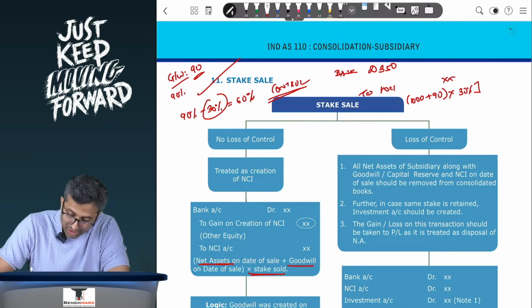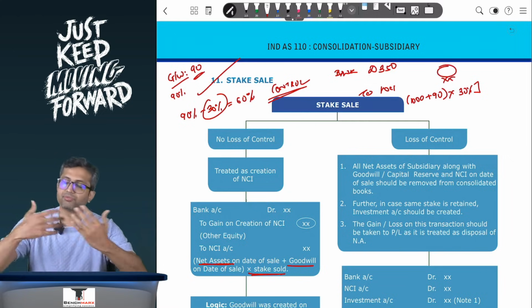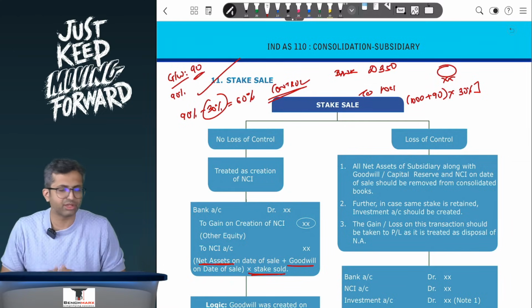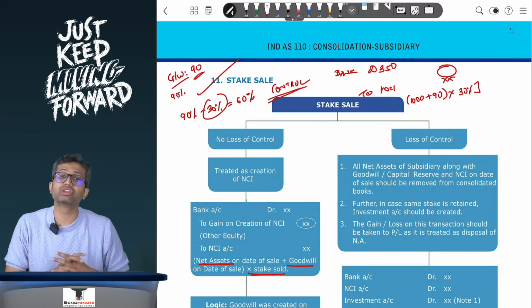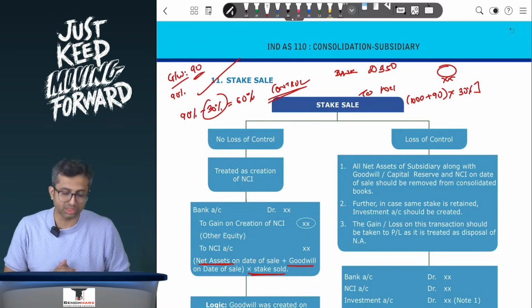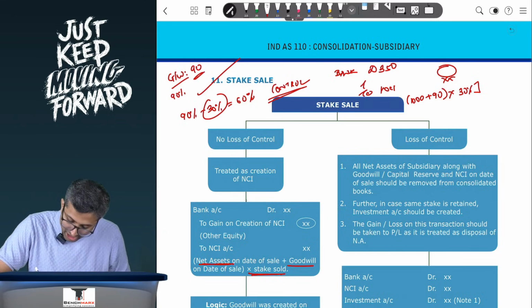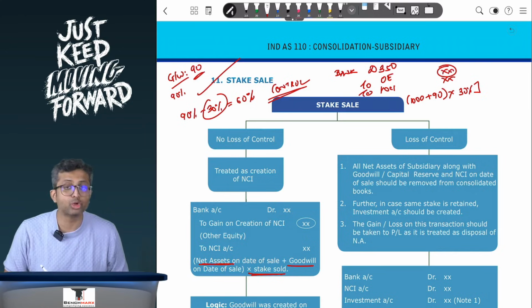And the balancing figure over here is like admission of a partner. Like in an admission of a partner, if there's a difference, the difference will be adjusted against the capital accounts of the partners. You will not let it go into the P&L. So this will not impact the goodwill, it will not impact, let us say, the P&L, it will go against other equities. So this will be either a gain or a loss, as the case may be, on creation of NCI.